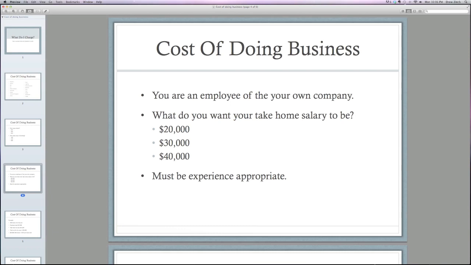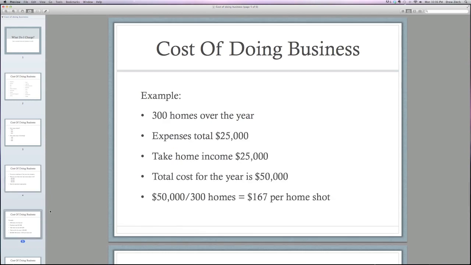Once you have all of these things calculated, we do a calculation with all of them. So we take the 300 homes, for example. Let's say we shoot 300 homes over the year. That's what we expect to shoot. Our total expenses are going to be in the neighborhood of $25,000. Our take home we want to be $25,000, for a total cost for the year that we need to be able to cover of $50,000.